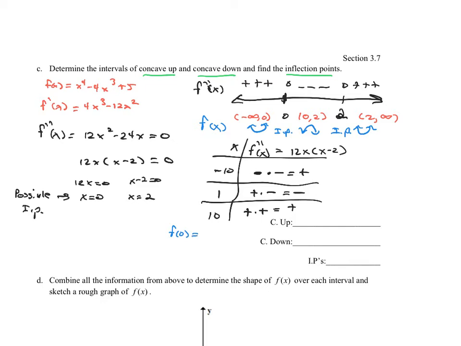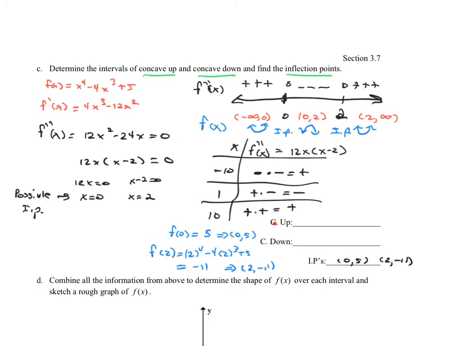f of 0 I did on a previous page for finding the y-intercept. That's 5. I already knew that. So I know the point 0, 5 is an inflection point. I'll write that down now. 0, 5 is an inflection point. But now I need to plug in the number 2. If I plug in f of 2 into my original function, that'd be 2 to the fourth minus 4 times 2 cubed plus 5. I'm getting negative 11. So that means the point 2, negative 11 is also an inflection point.